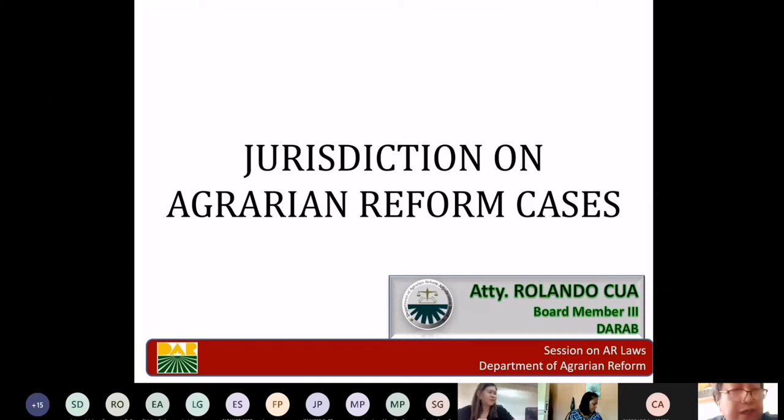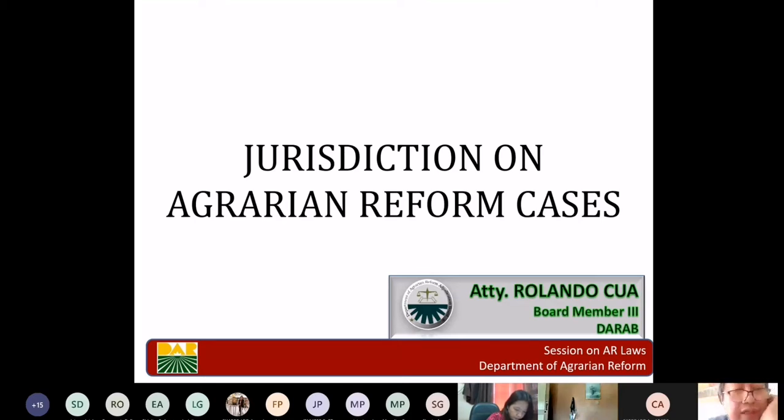But please be informed that the secretary already signed, and all the board members already signed the 2020 revised DARAB rules of procedure, and it's now with the Farm RS for publication.